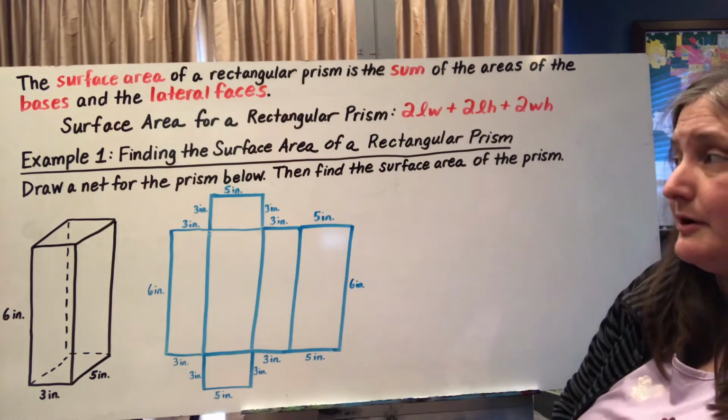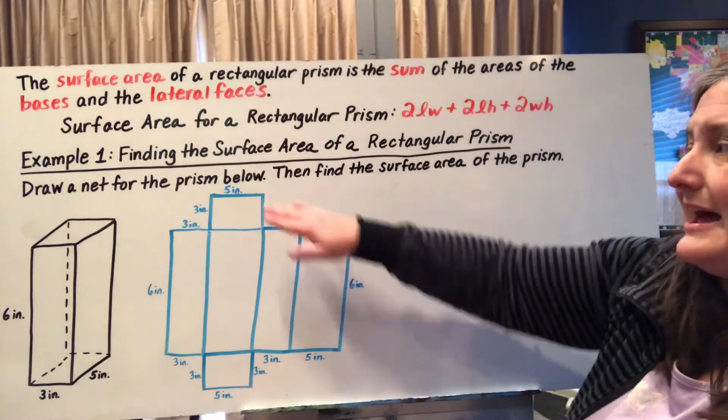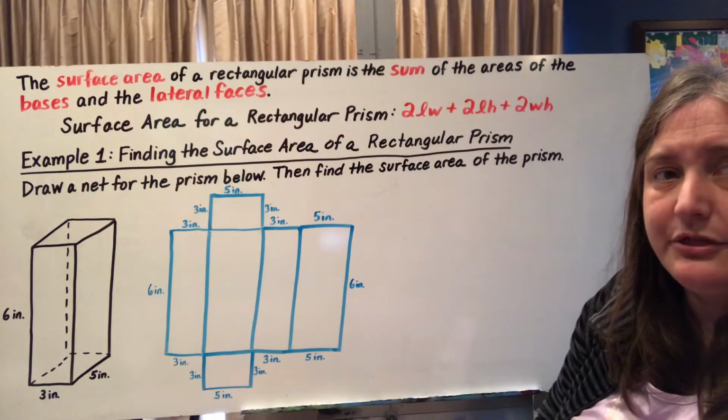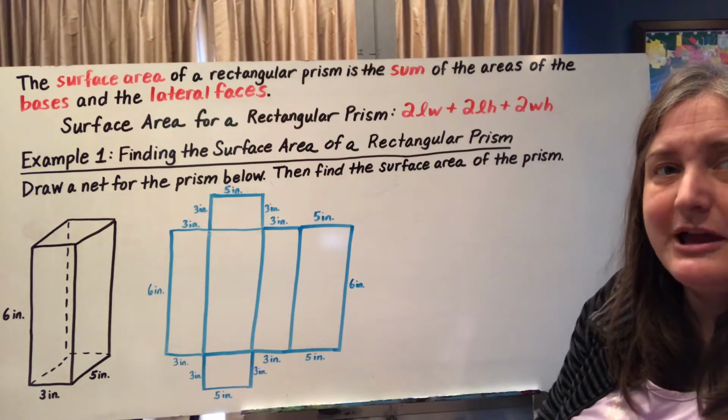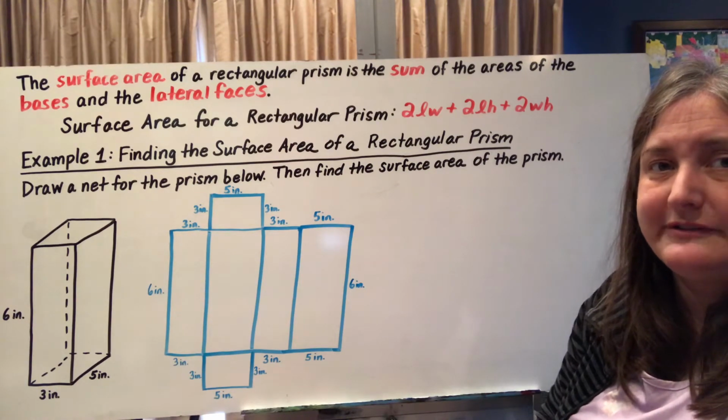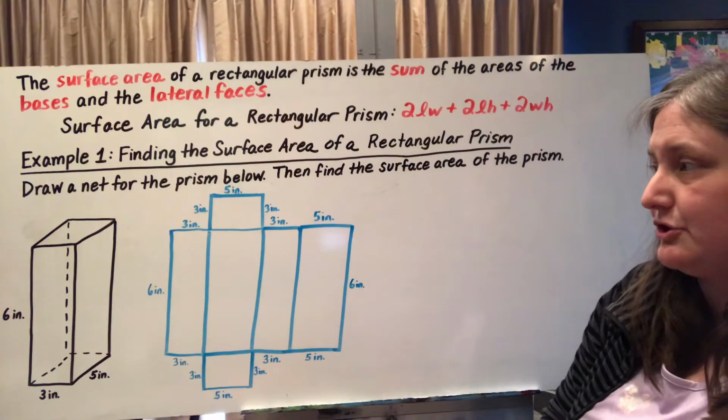So the first thing that we're being asked to do here is to draw a net for the prism below. A net is basically when you take a three-dimensional shape and you imagine you're unfolding it so that you can see each two-dimensional side that makes up the three-dimensional figure.